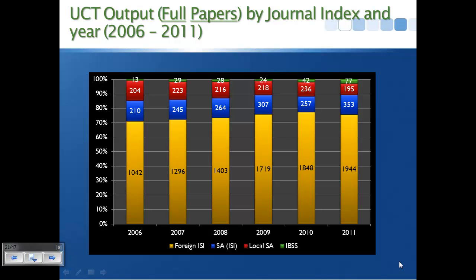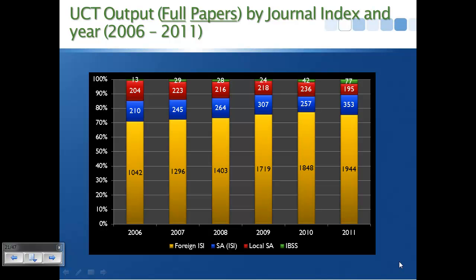We do this analysis at CREST where we disaggregate, and I should update this to SA Web of Science, not ISI. But if you look at these 4 indexes, there's what we call the foreign Web of Science. These are all the journals in the Web of Science which excludes the South African. There are about 67, 70 South African journals in the Web of Science. They are the SA Web of Science. Then you have the local South African journals.